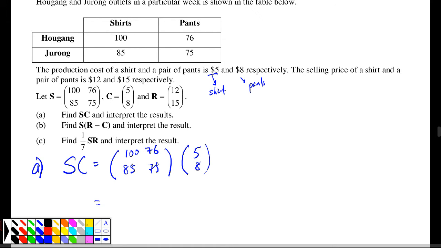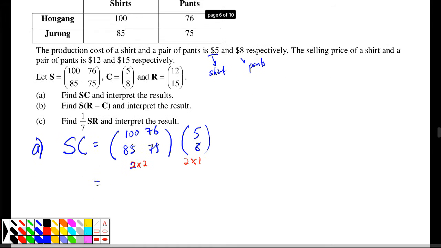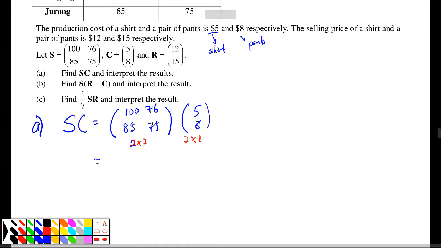So what's the row and column for the first one? What do you call that? It's called the order. The first one is 2 times 2. Second one, 2 times 1. And what is the final? 2 times 1, right? So it's a 2 times 1. 2 times 1 means it is 2 rows, 1 column.